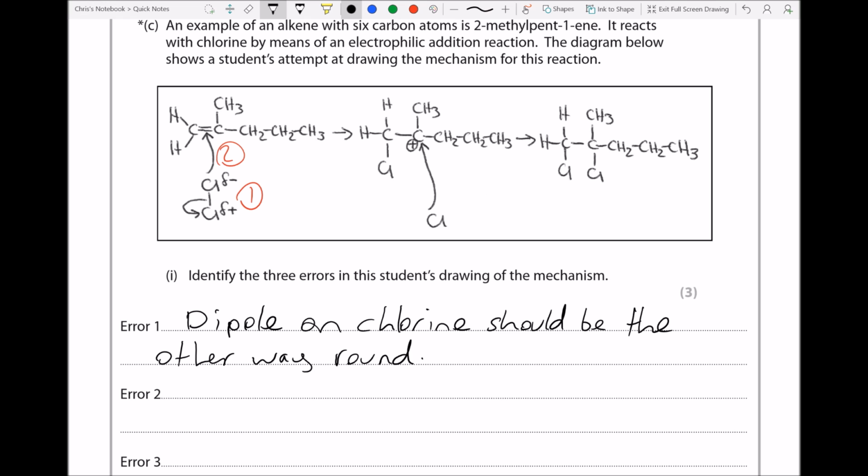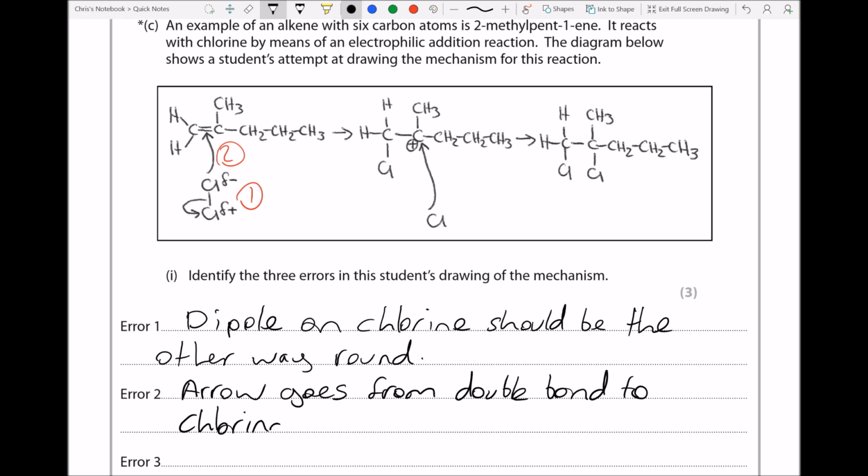So we're going to write that answer there. Oh, I've got mechanism on the brain. Right, okay. So the arrow goes from the double bond to chlorine. Oh, spelled that wrong. Right, okay. So that's the second one. Oh, right, get my brain in gear.